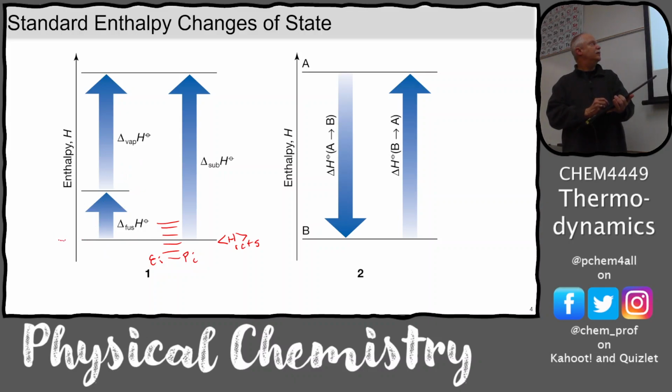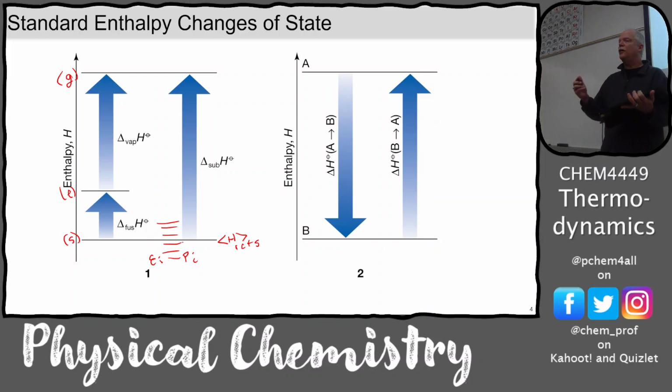So this would be the solid, this is the liquid, and this is the gas. This is the fusion enthalpy, this is the vaporization enthalpy. You add those together, you can get the sublimation enthalpy, so you can go from the solid directly to the gas. If you reverse the process, you just reverse the arrows. So you're already familiar with energy level diagrams, but now instead of individual quantized states, we've got moles of molecules.